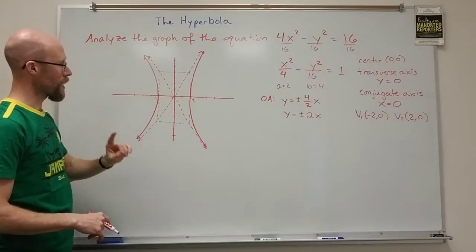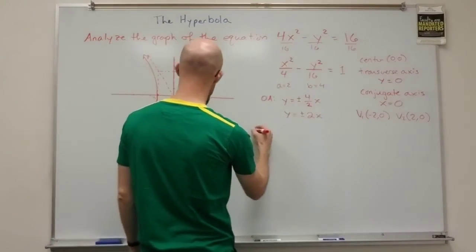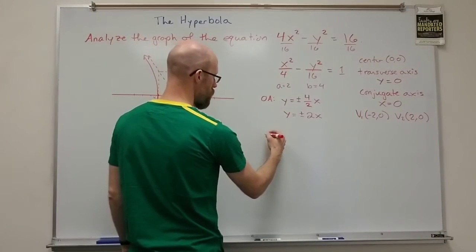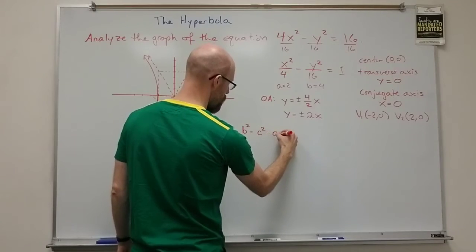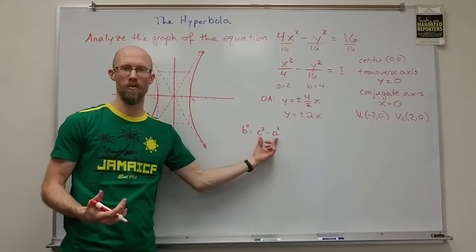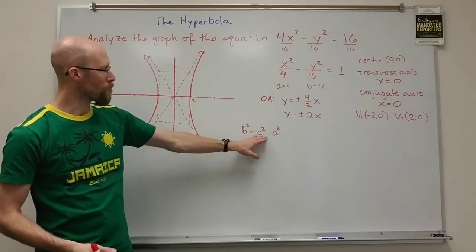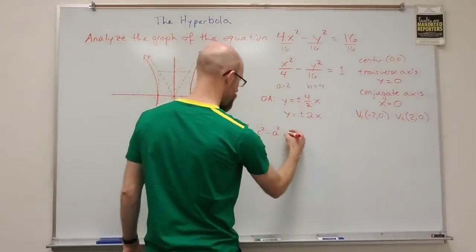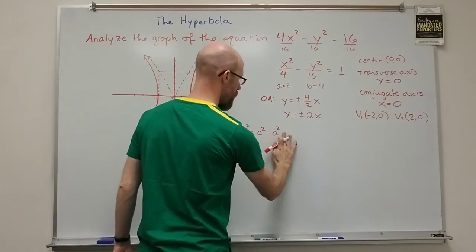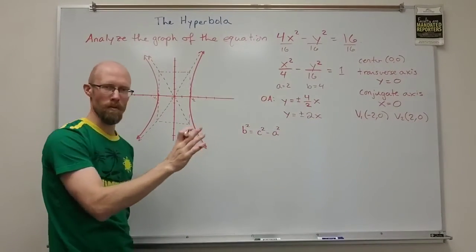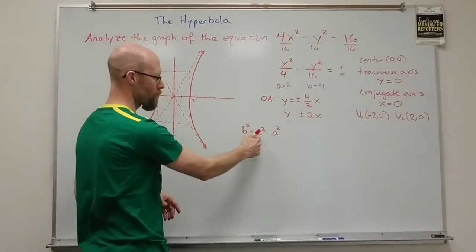But the other thing I haven't found are my foci. And remember, the foci are found using the b values. So we know that b squared is equal to c squared minus a squared. Remember, that's backwards from the ellipse, which is a squared minus c squared. And so when I plug those values in, c squared, oh, wait a minute, I don't have c squared. C is what I'm looking for, right? That's the focus, not the b. I think I said it wrong a moment ago, but I'm looking for c.